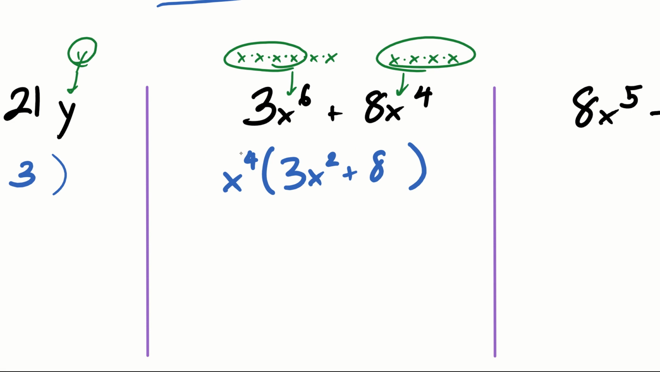Let's make sure it's accurate by checking our work. X to the 4th times 3x squared, well, that would be 3x to the 4 plus 2, 6. And x to the 4th times 8, well, positive 8x to the 4th. And I got it. The green is the check of my work. If I get back to where I started, I know I got it right. This takes some practice, folks.